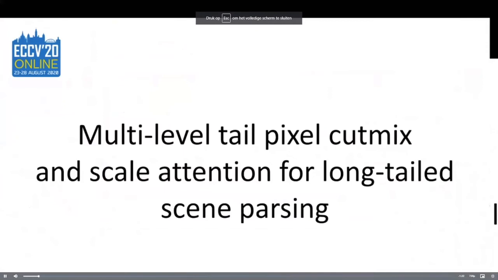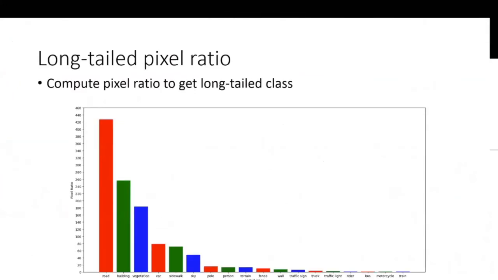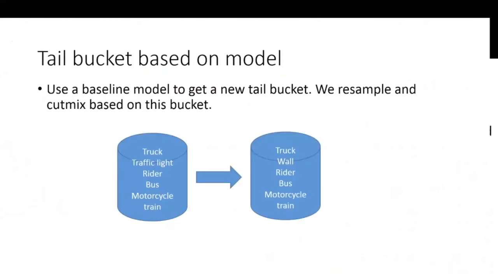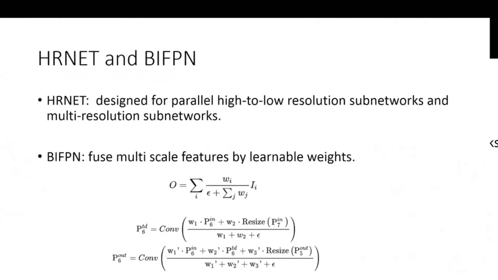Multi-level appeals of combination scalation for long-tailed sense parsing. First, create a pure operator in the user baseline model to get a new tail bucket. Our model is an encode-decode structure. We use HNet as the encode model in the user cascade BLPN and the master heads as the core model. Our master head compile hierarchical multi-scale attention module.